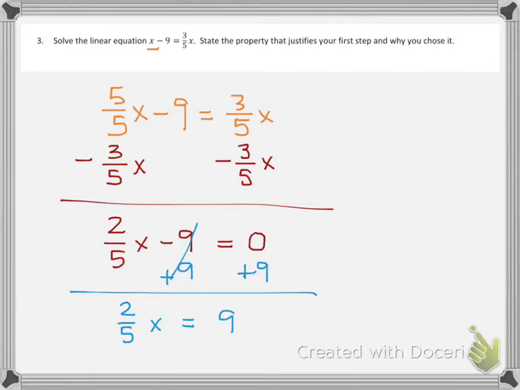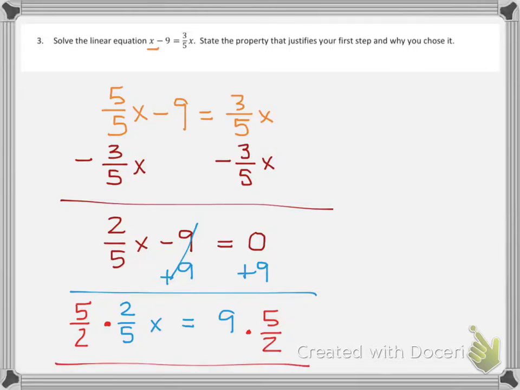This cancels. And now, if we stay with undoing multiplication with division, I have a problem because I can't divide by a fraction. But this is where it becomes handy to multiply by reciprocal. So I'm just going to multiply by the reciprocal of 2/5, which is 5/2. Balance the equation by doing exactly the same thing.